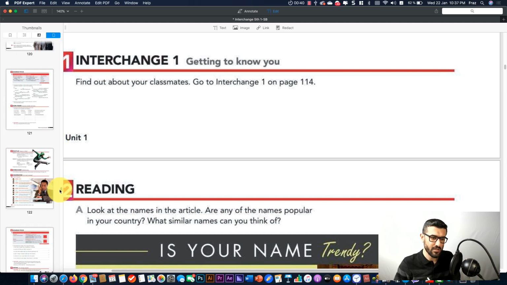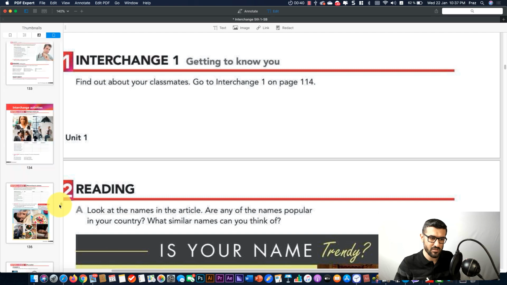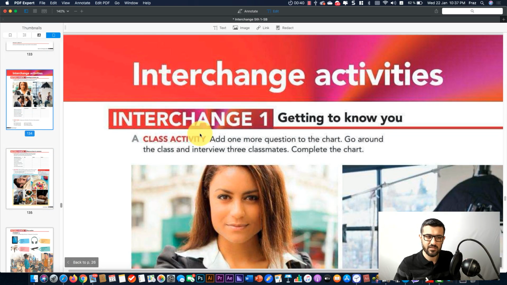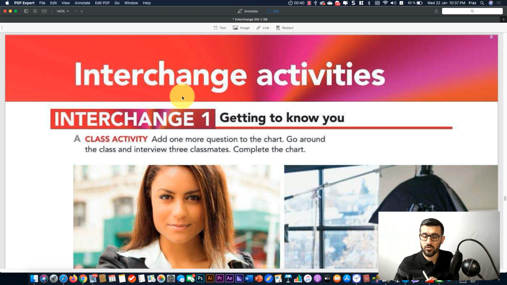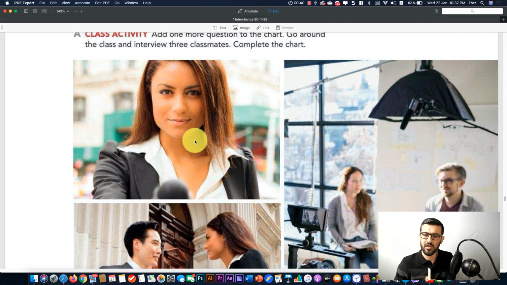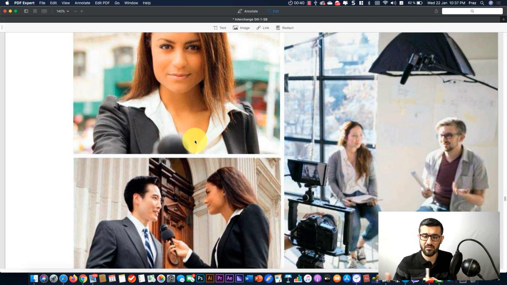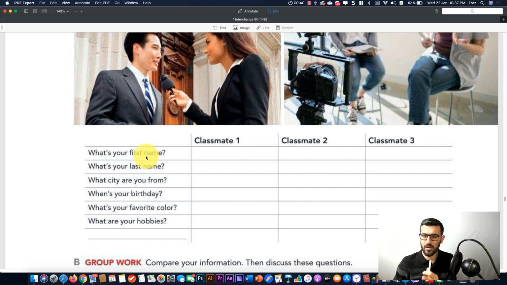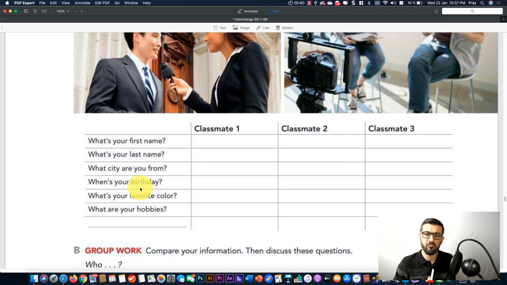Let me just find it and show you what you need to do with these interchange activities. This is Interchange Activity 1 for Unit 1. Each unit has an interchange activity and they are related to the content of the unit. This one is Getting to Know You. In fact, it's almost the same thing as the other exercises of Unit 1, but it gives you more ideas about what we have covered in that specific unit. For example, you remember that we talked about how to ask, what is your first name, last name, where are you from? However, here we have more details.